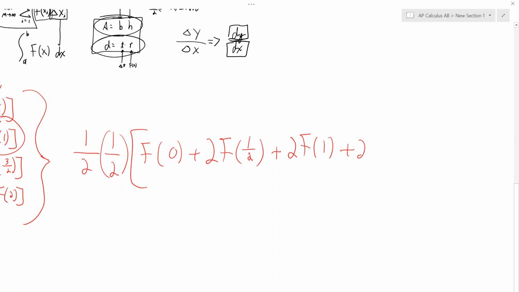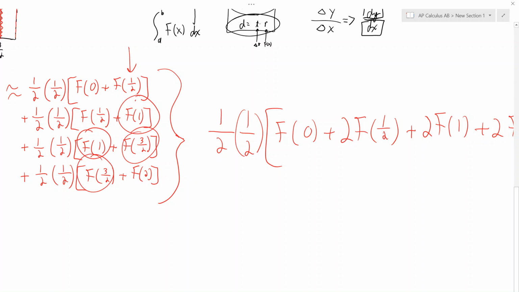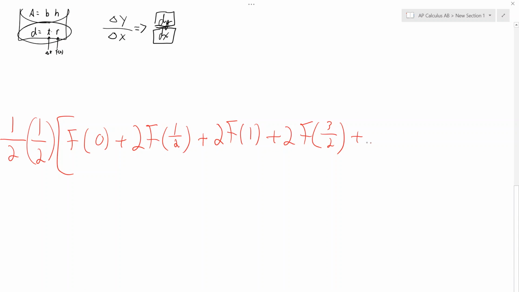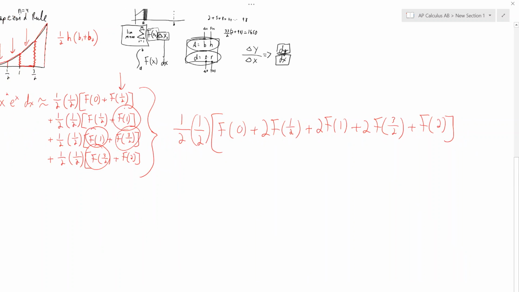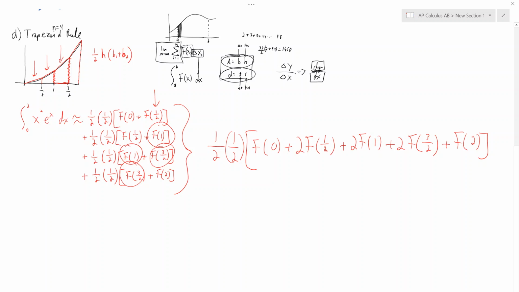Plus 2 f of 3/2. That's these two, f of 3/2, f of 3/2, and then plus f of 2. So that's the shorthand way to write the trapezoid rule out. If I were you, I would use this right here. I know it's a little more writing, but it really shows you the trapezoids that are happening. And if the bases, the widths aren't the same, then you can't do what I just did.